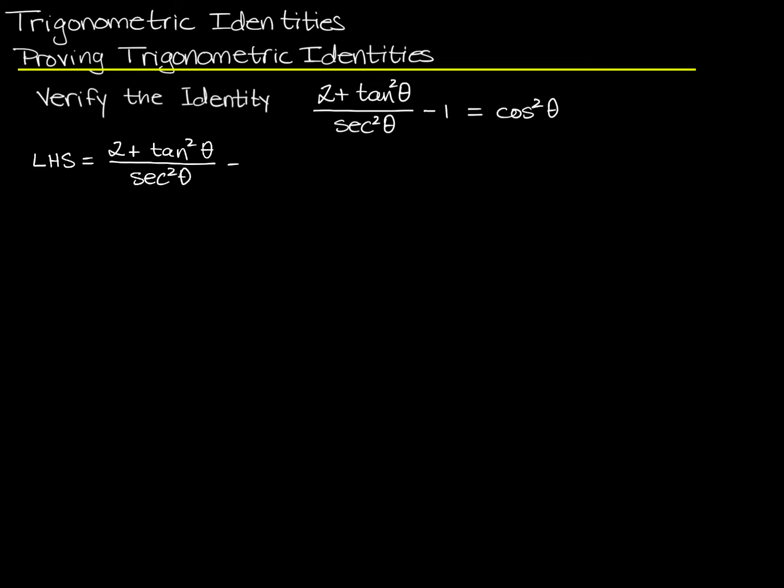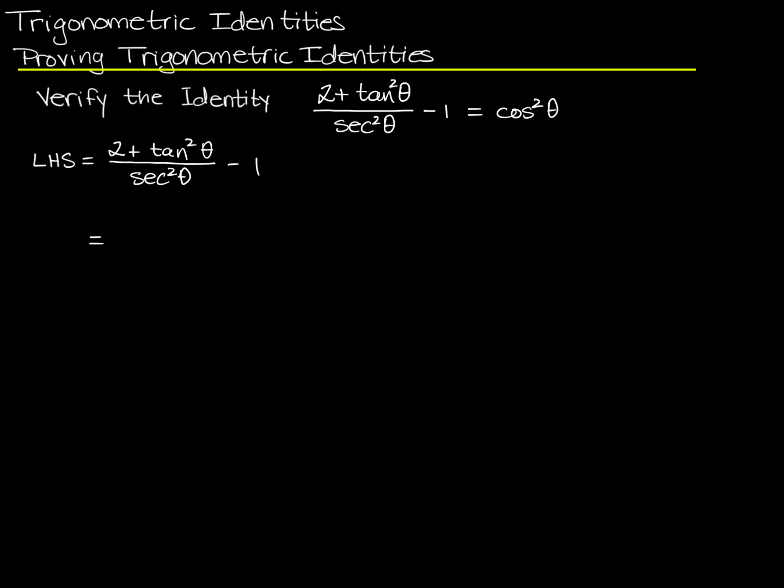I am literally just copying it out. But I'm not copying out the right-hand side, because that's what I'm trying to show this is equal to. If that left-hand side is equal to that, what is that equal to? Well, there are several things that I can do. I can simplify tangent. I can simplify secant.